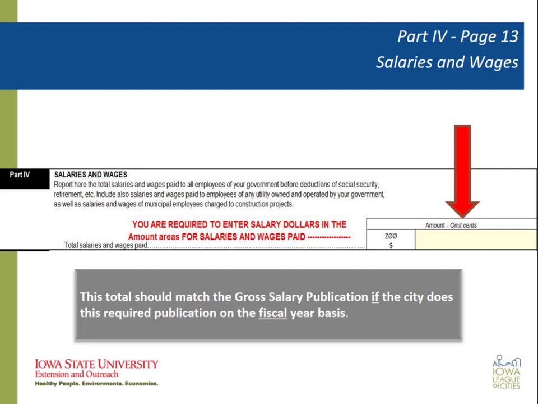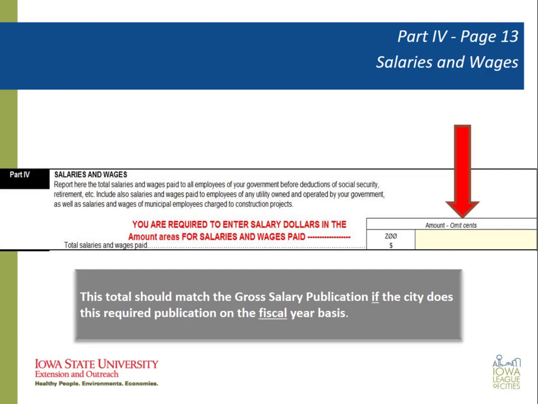This is where you need to report all of the salaries and wages paid to all employees of your city before deductions of either Social Security, retirement, etc. You need to also include salaries and wages paid to employees of any municipal-owned utility, as well as your mayor and council. As you know, cities are required to publish their gross salaries once a year. There are typically 2 times during the year that cities choose to do this. If your city does this publication on the fiscal year, this will be the same amount that you enter for Part 4.